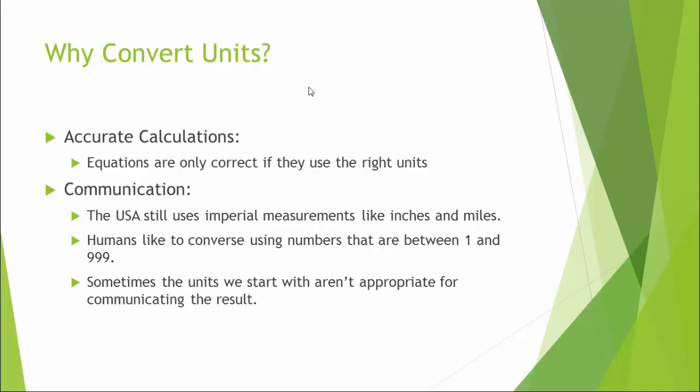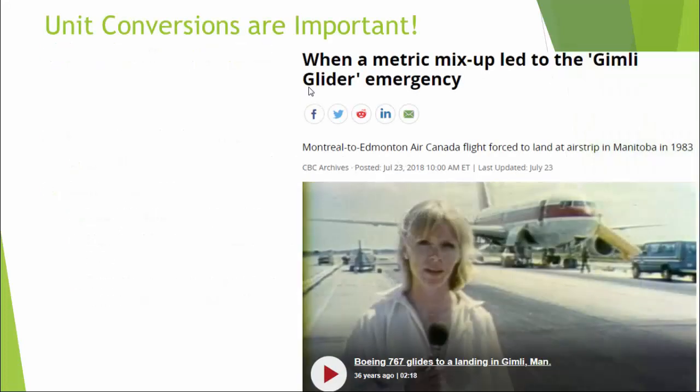Humans like to converse using numbers between 1 and 999. Sometimes numbers are really small or really large. In order to be able to communicate with numbers between 1 and 1,000, we have to make conversions. We have to add prefixes. Sometimes the units we start with aren't appropriate for communicating the result we want to communicate, and for this reason, we've got to be able to change units.